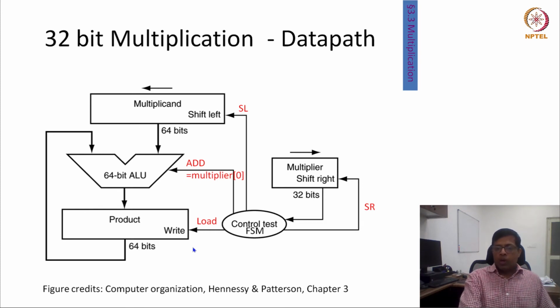One acknowledgement: these figures, or basically this whole explanation, is taken from the computer organization book by Hennessy Patterson, if somebody would like to see. Otherwise, the book by Roth also explains almost the same thing, so that explanation is equally valid. I find this a simpler way to explain, so I prefer to use the Hennessy Patterson method of multiplication for explanation.